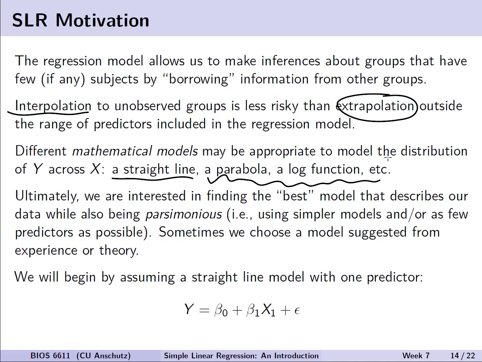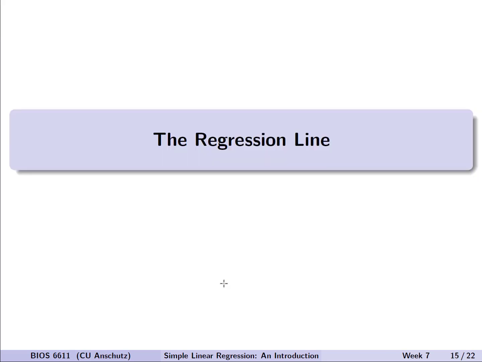So we're constantly trying to balance a simpler model with as few predictors as possible against something that's appropriately and adequately explaining the data. Sometimes we'll choose these models based on previous experience or some knowledge of theory. But for our sake, we'll begin by assuming a straight line model with just a single predictor, which has this structure: again, y equals beta naught plus beta 1 x1 plus this epsilon term.